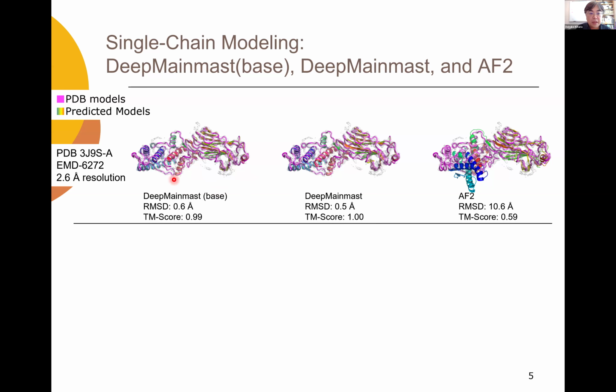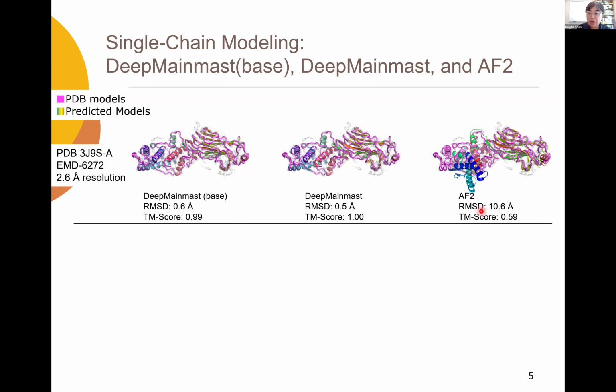In this example, as you can see, this is a protein of two domains: an alpha helical domain on the left and a beta domain on the right. This is 2.6 angstrom resolution. At this resolution, DeepMainMast, which is just tracing without AlphaFold, can trace the main chain really well, with RMSD 0.6 angstrom. But if you run AlphaFold for this protein, the two domains are correct, but the orientation of the two domains is not right. I think it's a typical error of AlphaFold.